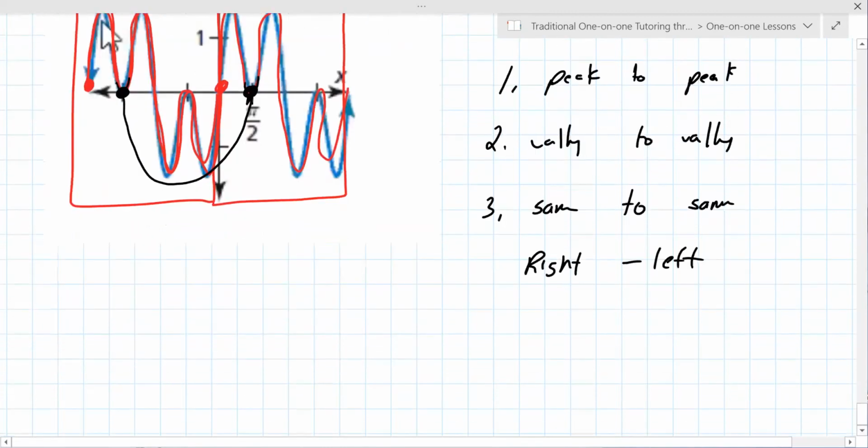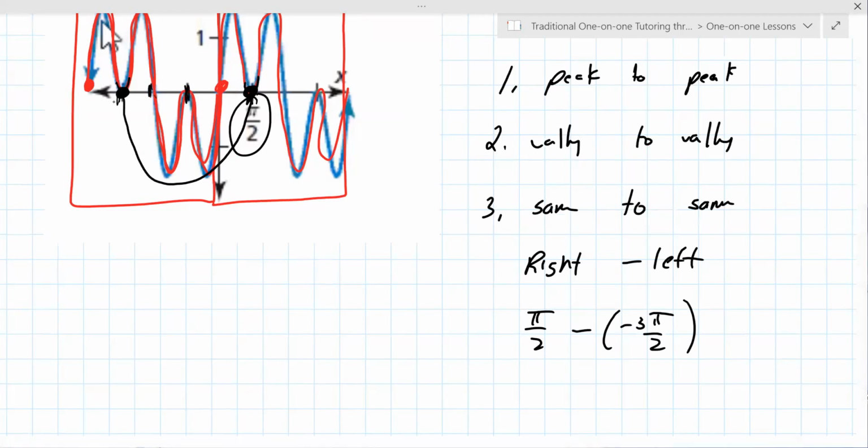Okay, so this right one is at pi over 2. This is pi over 2. This is minus pi over 2, minus pi, minus 3 pi over 2. And that's what I mean by left. It's the X value, right? X value minus left X value. The negatives cancel. And you get pi over 2 plus 3 pi over 2, which is 4 pi over 2 or 2 pi.